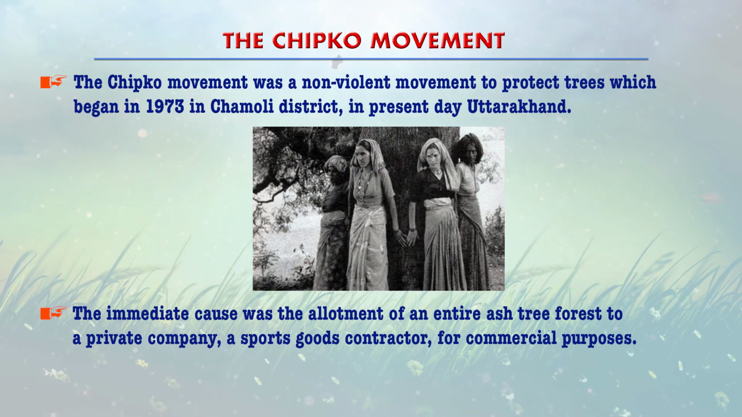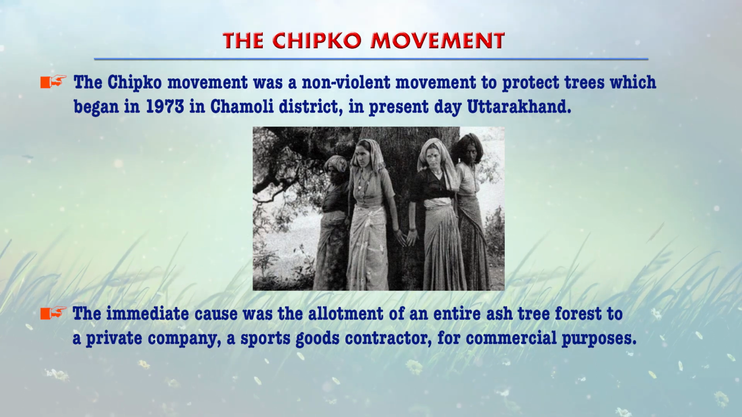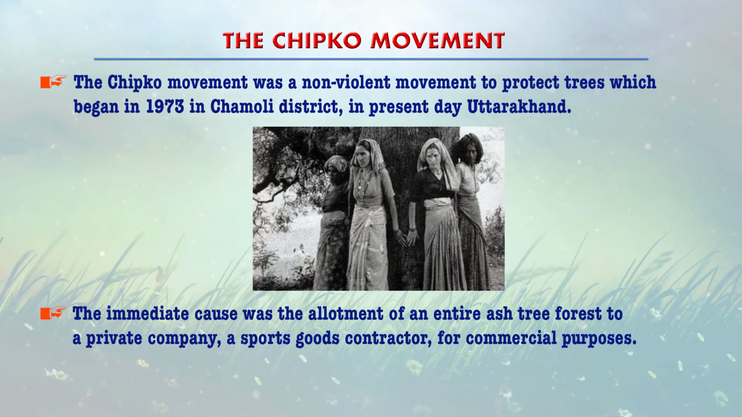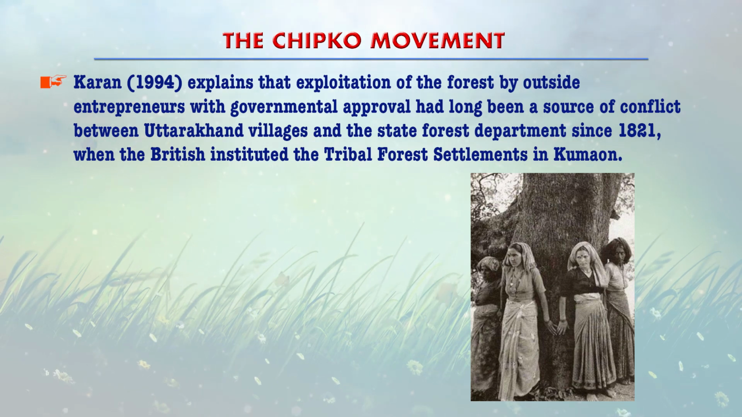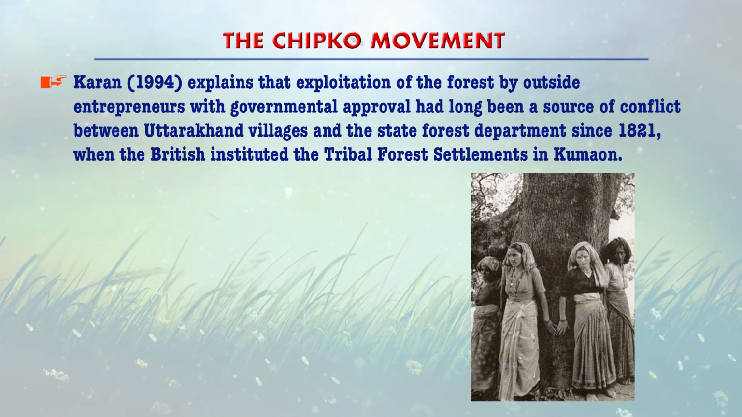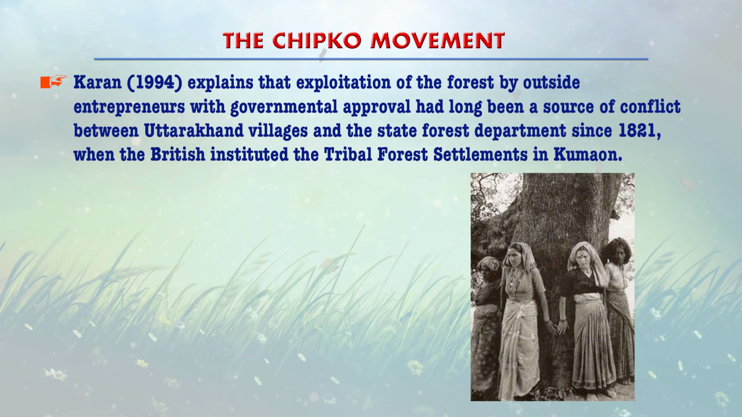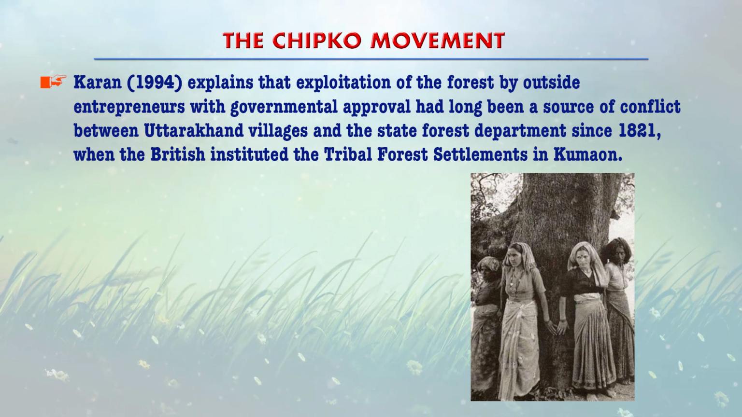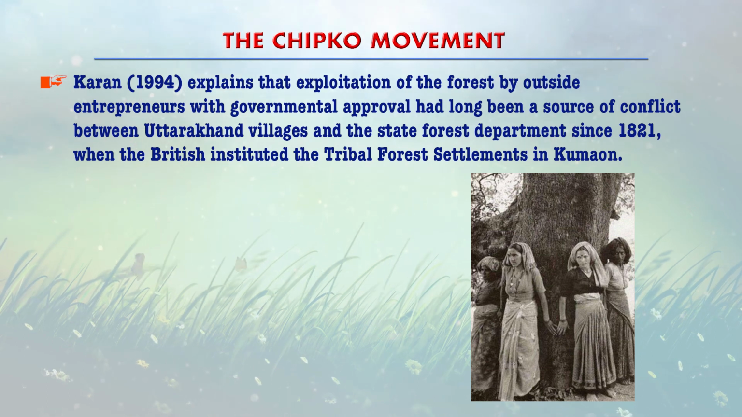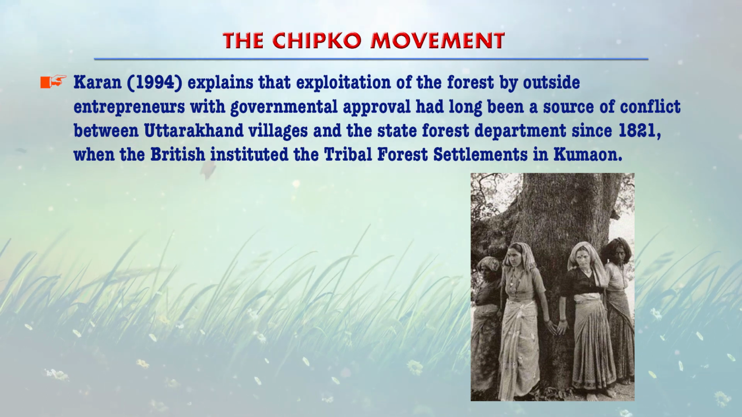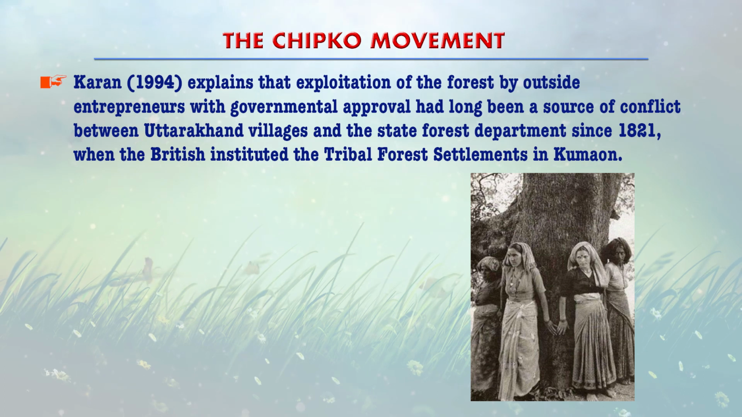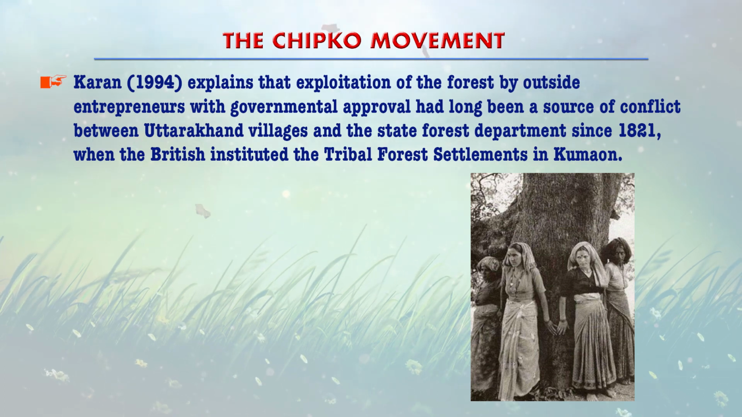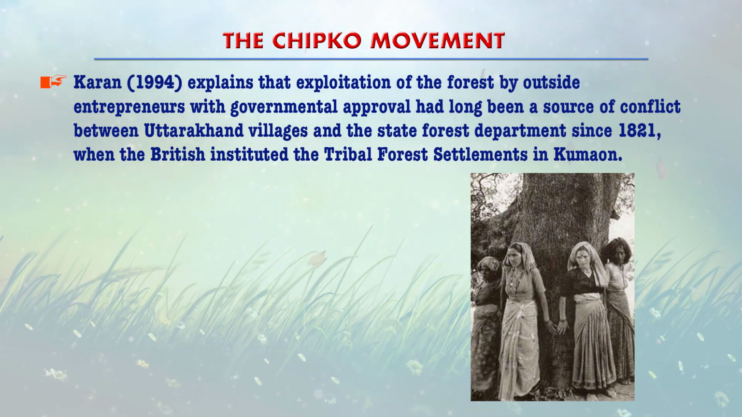The immediate cause was the allotment of an entire ash tree forest to a private company, a sports good contractor, for commercial purposes. And Karan explains that the exploitation of the forest by outside entrepreneurs with government approval had for a very long time been a source of conflict between Uttarakhandi villagers and the state forest department. In fact, the British had instituted the tribal forest settlements in Kumaon in 1821.